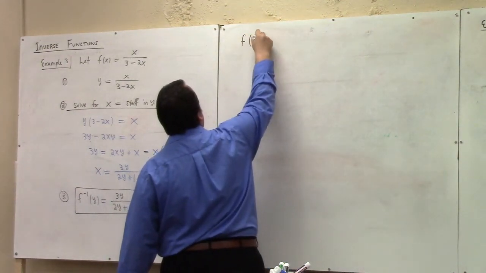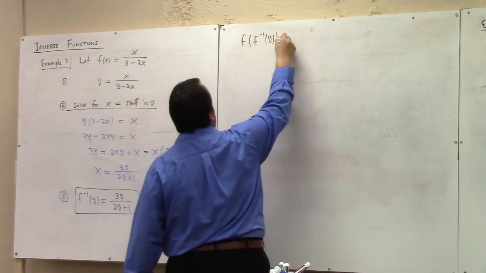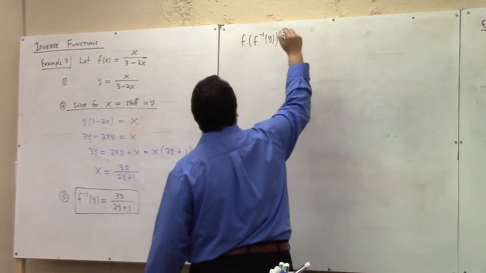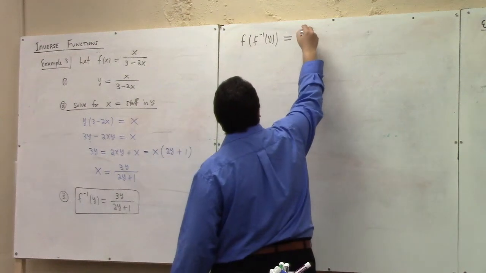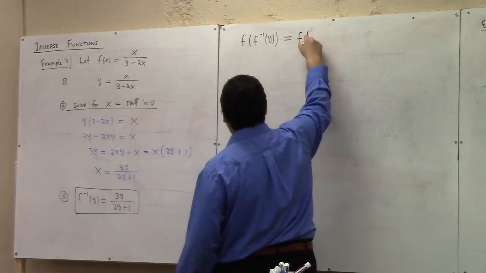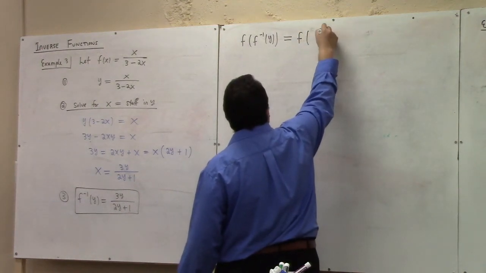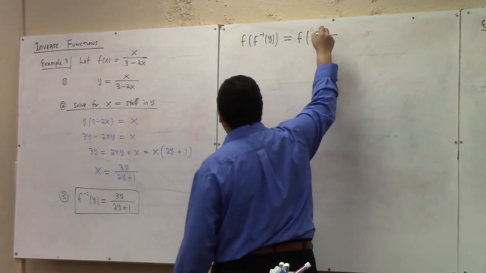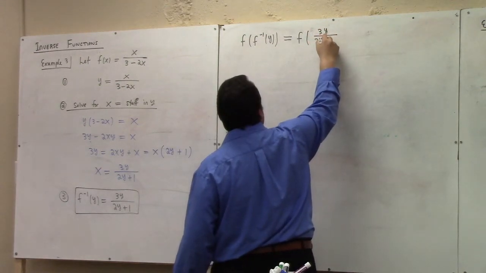So we should check f of f inverse of y, right? How's that going to work out? So that should be what? f of 3y over 2y plus 1.